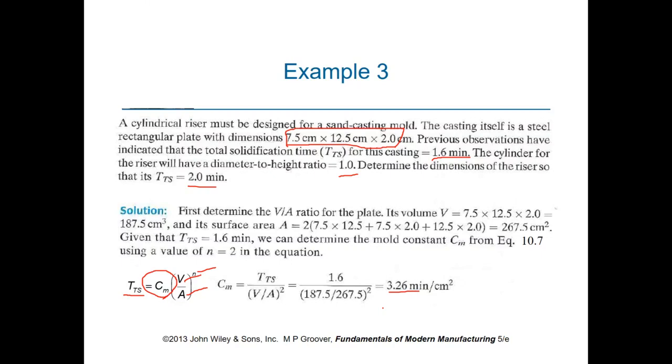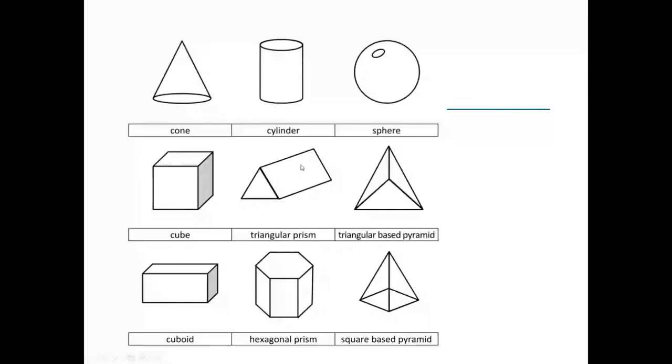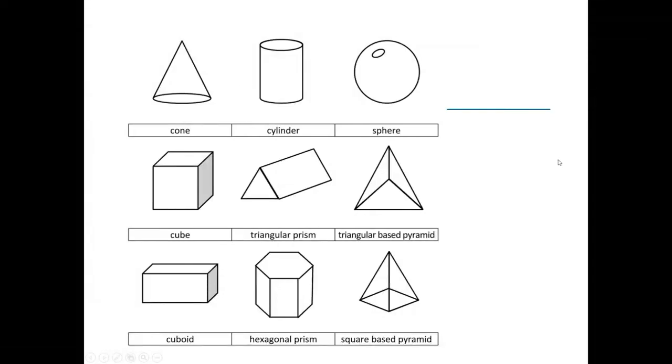And for the riser, because we want the riser to last longer and solidify after the actual part, we have to choose a V to A ratio which is great. It is a function of the geometry of the part itself. Let's take a look at this figure here. If we are designing a riser, we have to choose a geometry which gives us the highest value of V to A. If we take a look at these geometries, the one with the highest volume to surface area ratio is the sphere, this one. So we have to make use of a sphere in order to produce the risers.